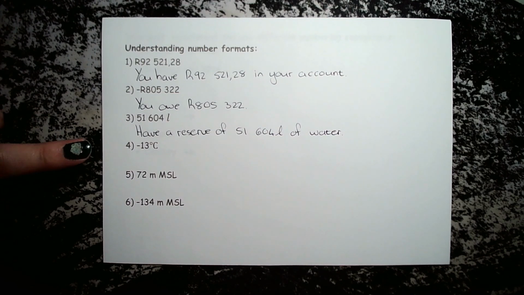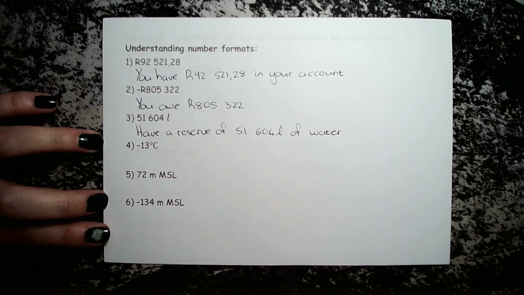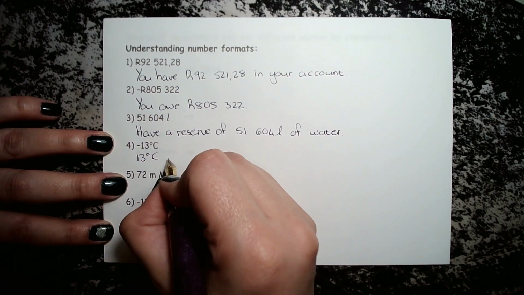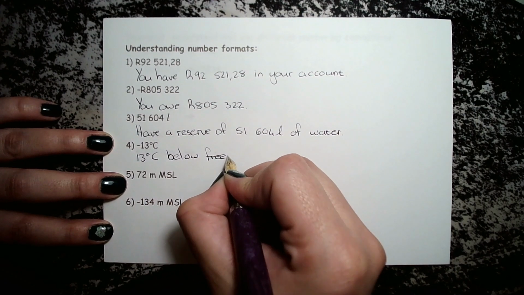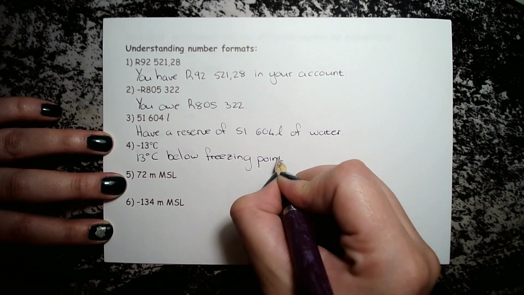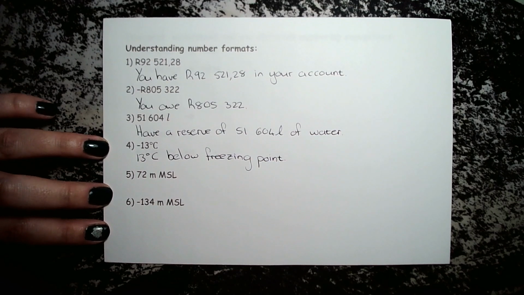For number 4, if you're reading something and it says minus or negative 13 degrees Celsius, that means that it is 13 degrees Celsius below freezing point. It is as simple as that. It is below freezing point.